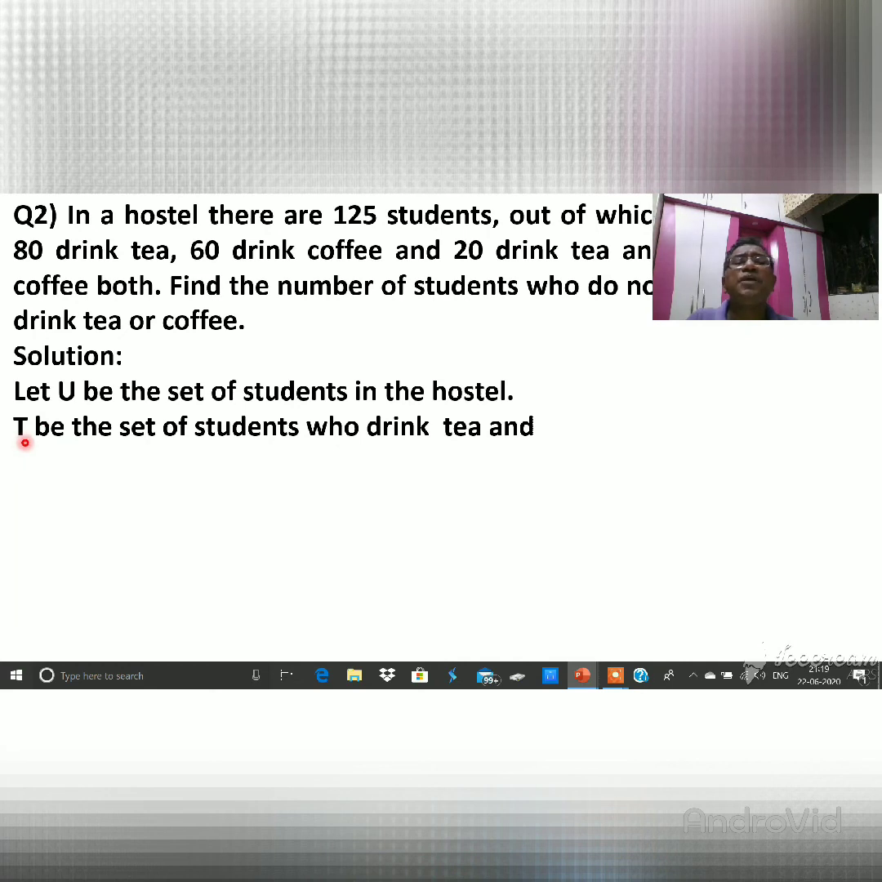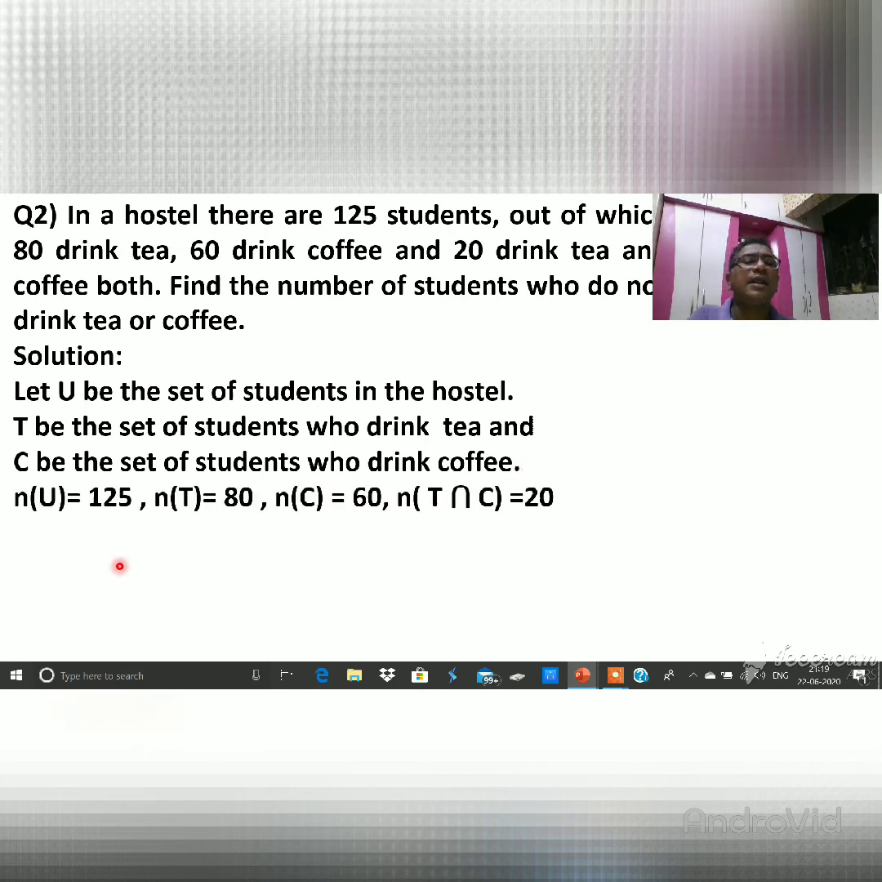I have taken T for understanding. T is the set of students who drink tea. So how many tea drinkers? 80. Another thing, coffee drinkers are considered C. C is the set of students who drink coffee. That is 60. Then I write here the universal set. The number in the universal set is 125, which is the hostel students.